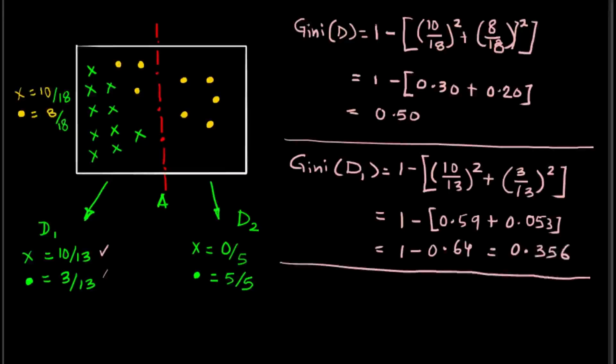And now let us calculate the Gini index of the partition D2, which is 1 minus (0 by 5) square, which is nothing but 0, and (5 by 5), that is 1 square. So 1 minus 1 is 0. And now let us calculate the total impurity after the partition.